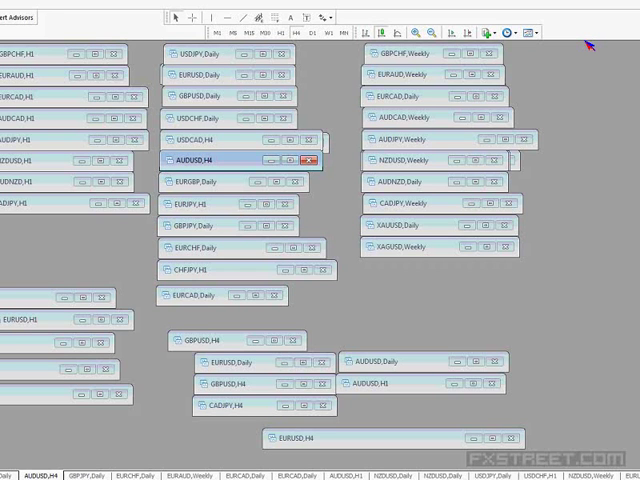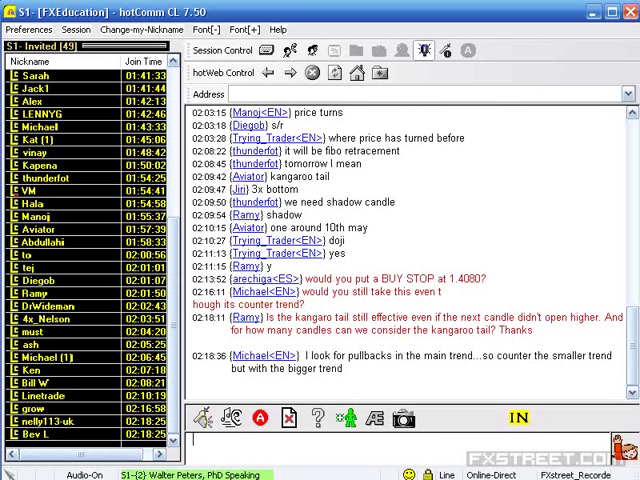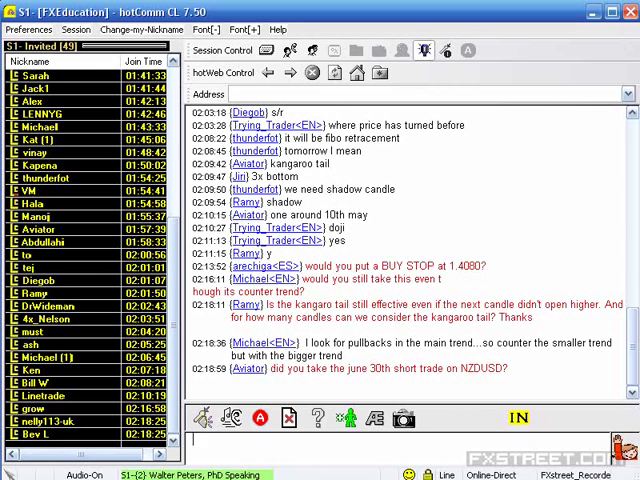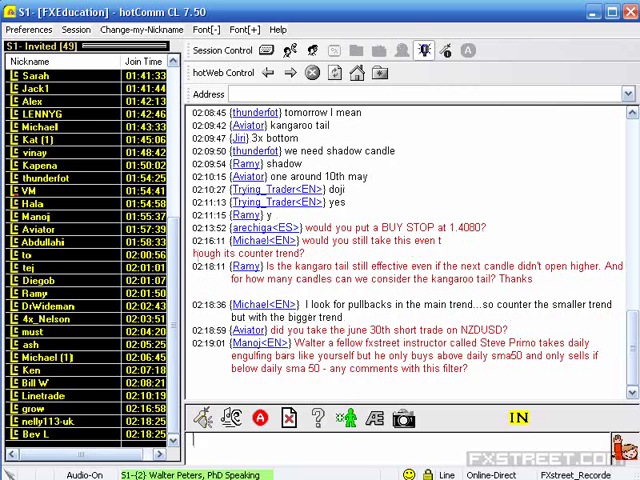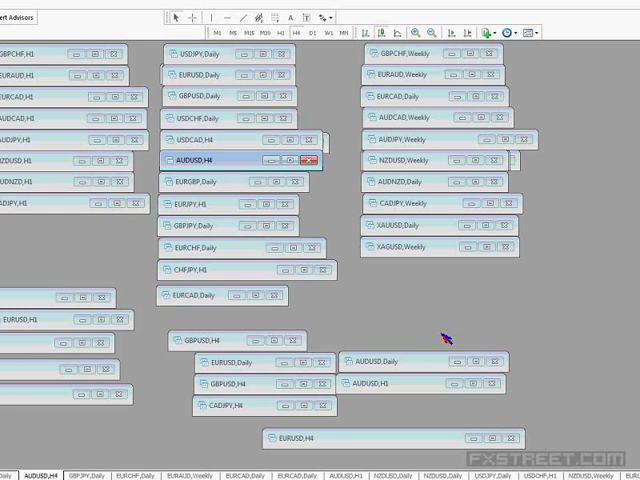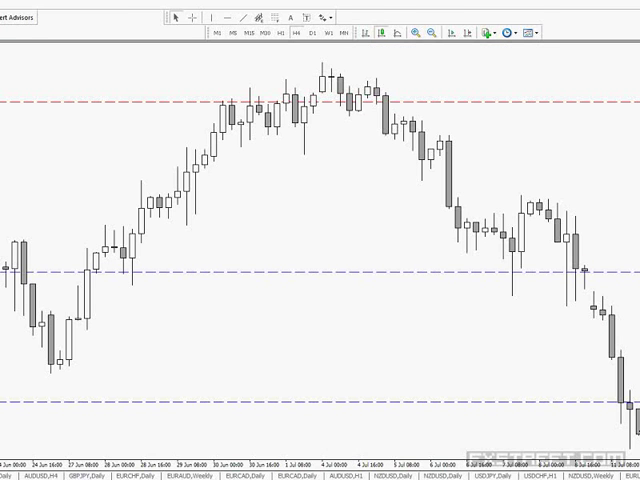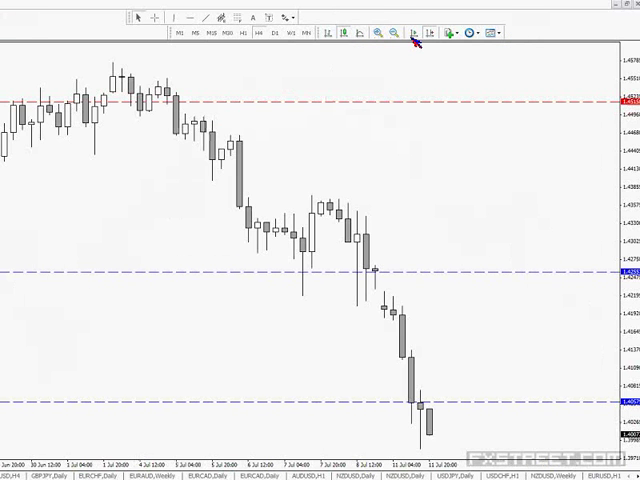Rami says, is the kangaroo tail still effective even if the next candle doesn't open higher? And for how many candles can we consider the kangaroo tail? Rami, this is what comes down to testing. See, this one is not looking good at this stage, right? Our kangaroo tail is not looking like a very happy setup. We have approximately 2 more hours for this to turn around.